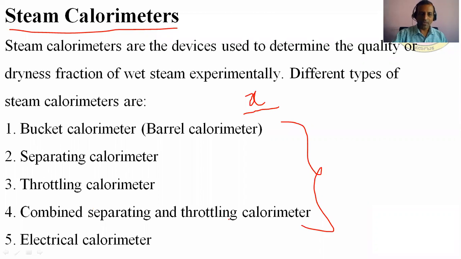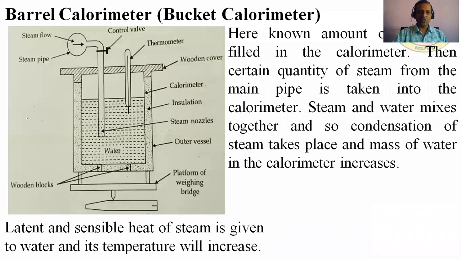Now we'll see them one by one. Out of these 4, one question is compulsory. One question will come in the exam, compulsory, for 10 marks. So first we'll see what the barrel calorimeter, also called the bucket calorimeter, is. This is the setup of the barrel calorimeter or bucket calorimeter. Sometimes he may ask in the question paper, with a neat sketch explain the barrel calorimeter or the bucket calorimeter. Both are the same, right?